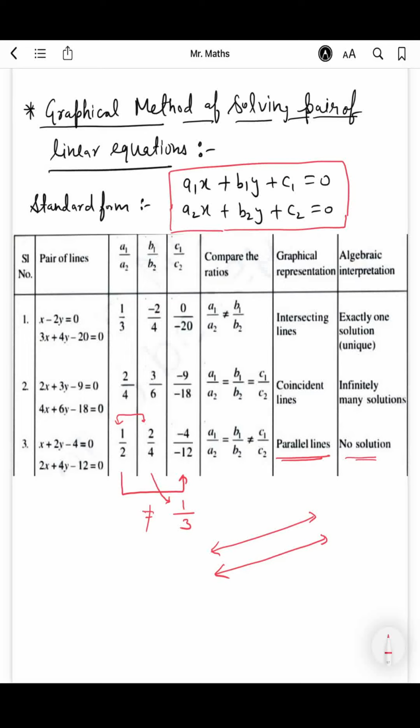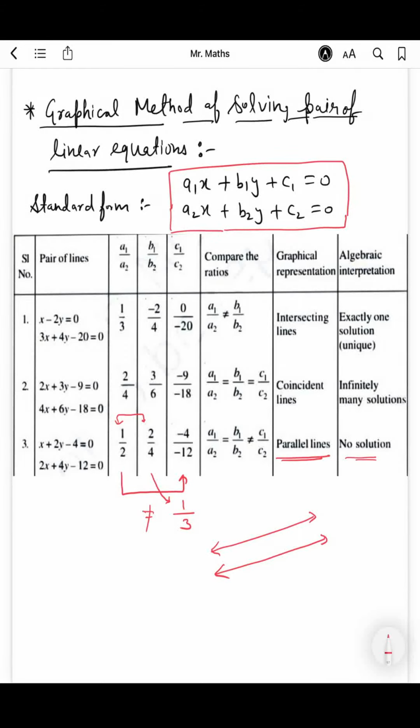For better understanding, if you want to understand these three conditions in an elaborated form, you can watch our previous videos, which are available in part 1, part 2 and part 3 of graphical method of solving pair of linear equations. That will give you a better understanding with experience of Desmos software, where you can see how the graph is plotted and how the lines intersect, coincide, or are parallel. So for more understanding, go to our previous videos. You can have a better understanding of this idea.